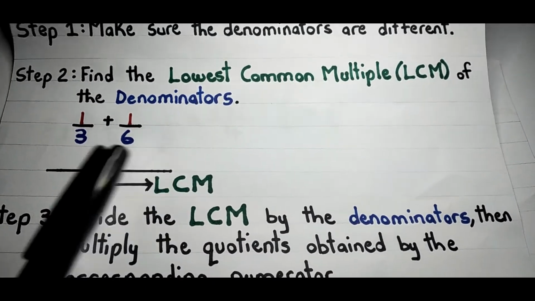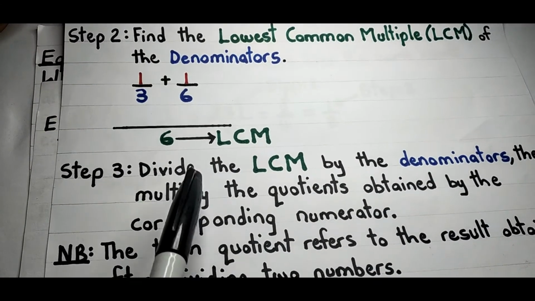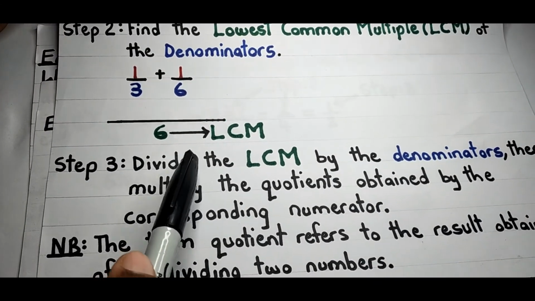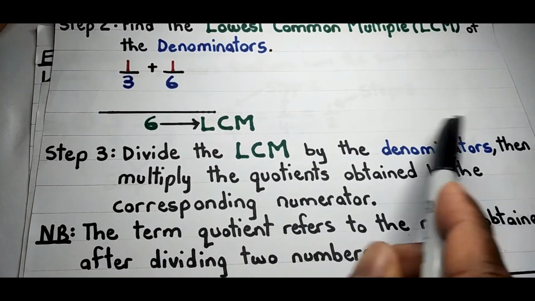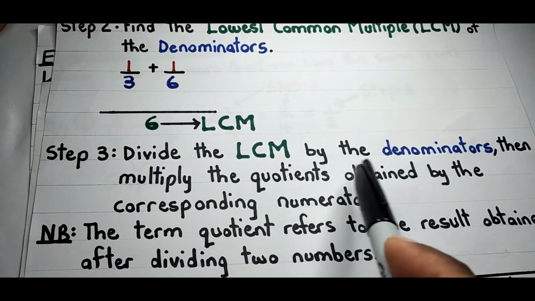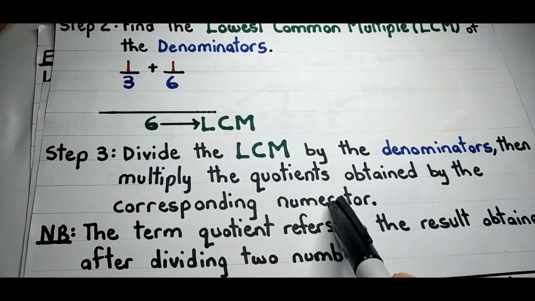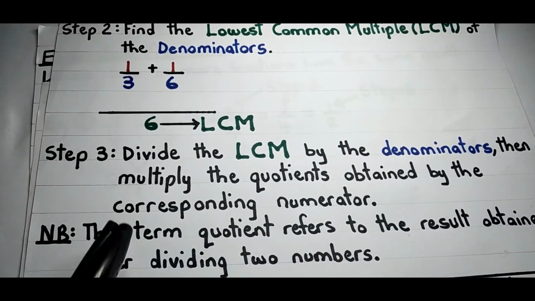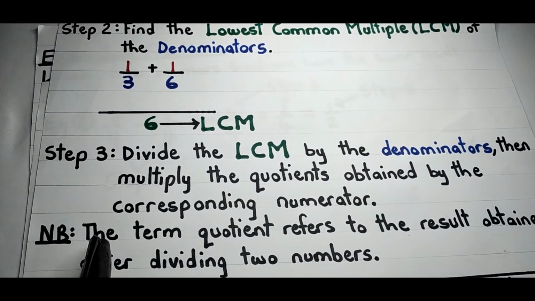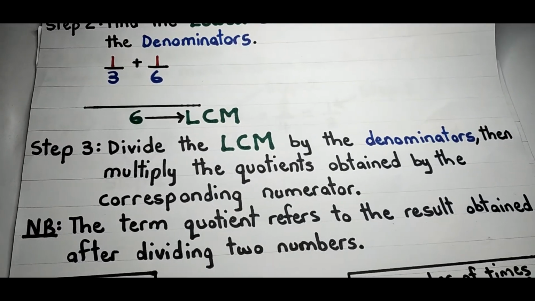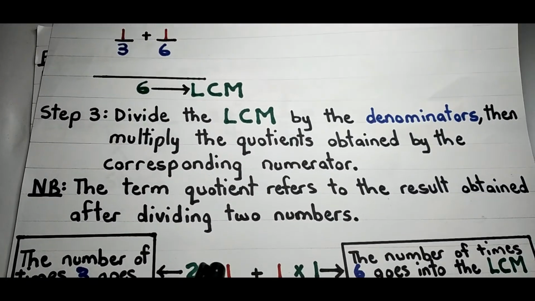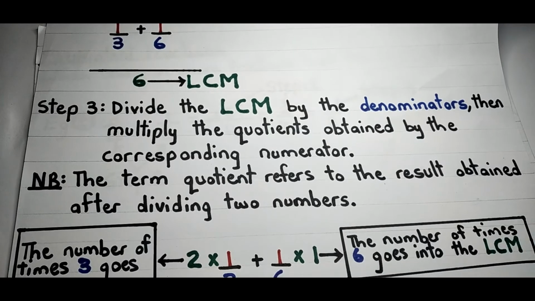Now step 3, we then divide the LCM by the denominators, then multiply the quotients obtained by the corresponding numerator. Remember, as we have in the NB right here, the term quotient refers to the result obtained after dividing two numbers. So this is what they're talking about in step 3. So what do we do right here?